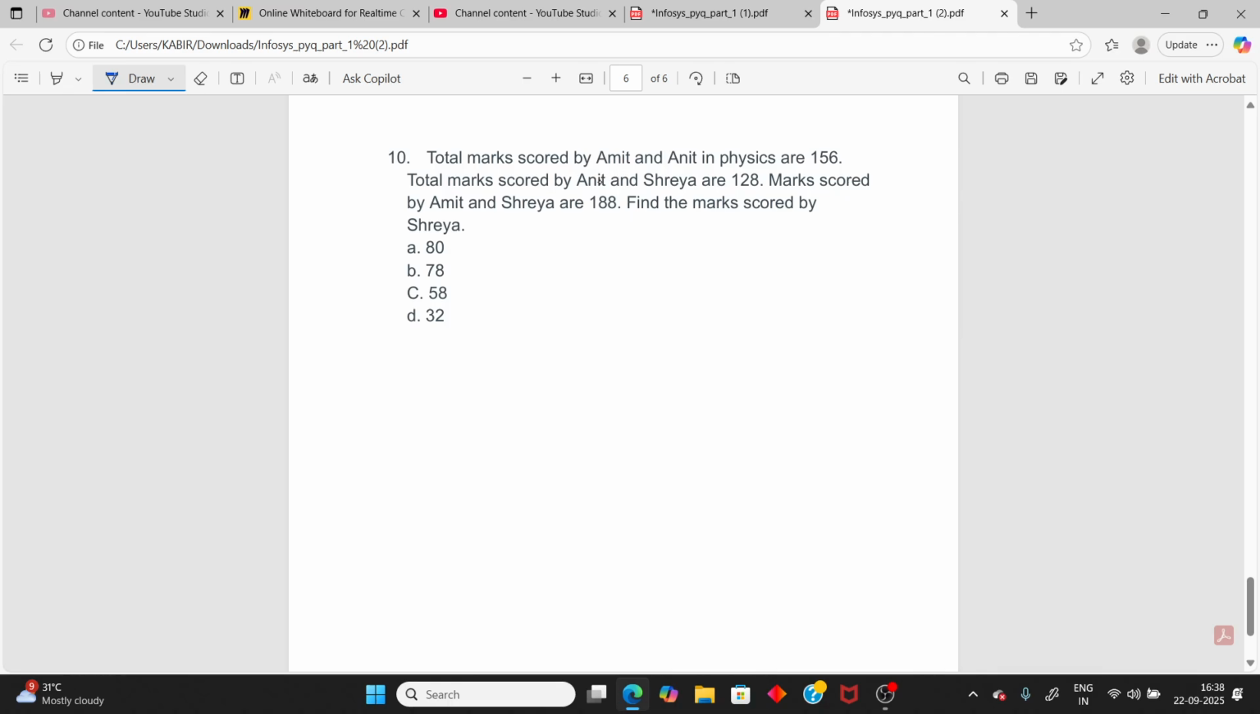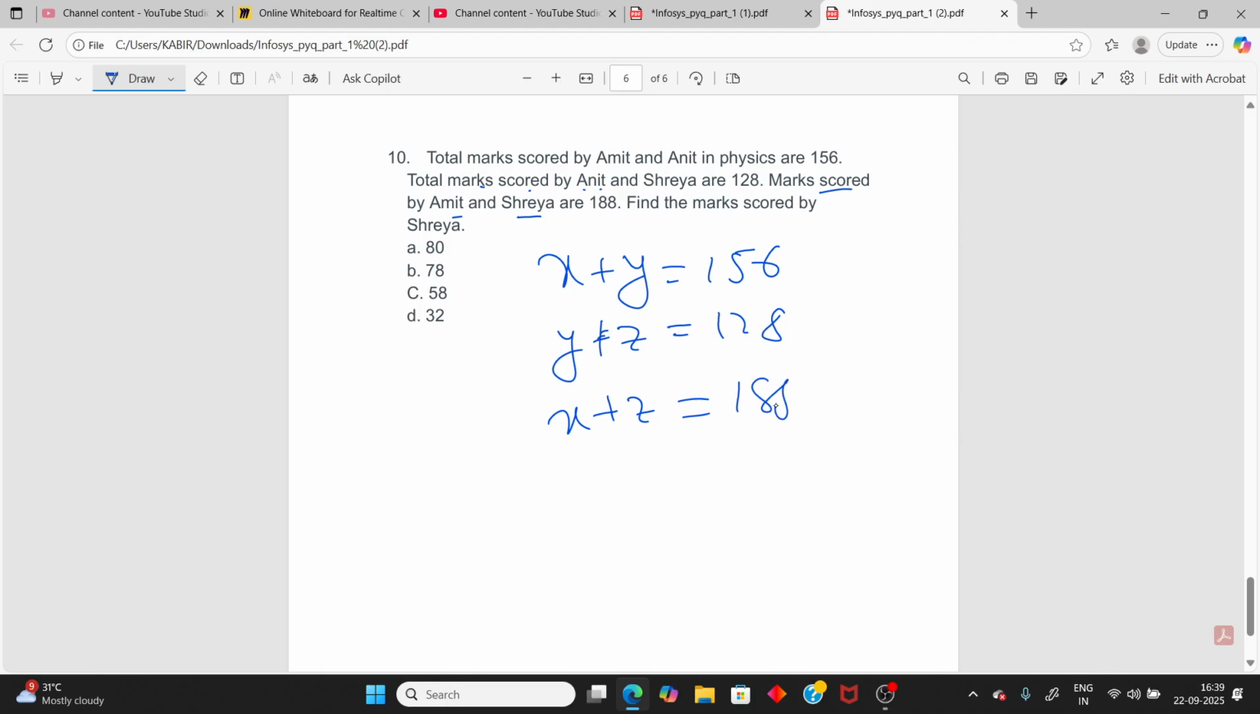The total score by Amit and Ankit: I am taking Amit as X and Ankit as Y, so X plus Y equals 156. The total marks scored by Ankit, Y, and Shreya, whom I am taking as Z, is Y plus Z equals 128. The marks scored by Amit and Shreya, X plus Z, equals 188. Find the marks scored by Shreya. Shreya means I need to find the Z value.